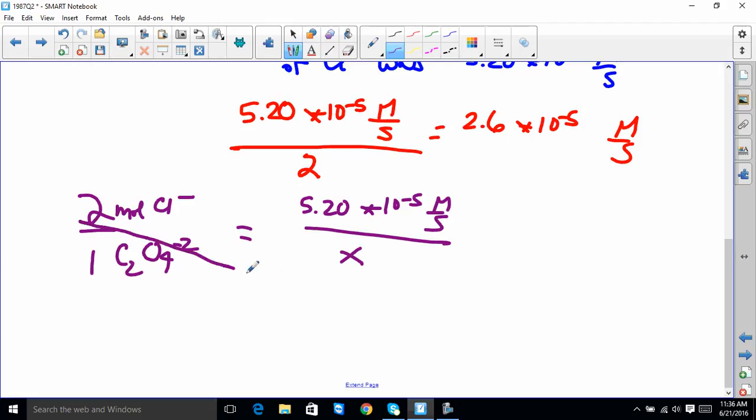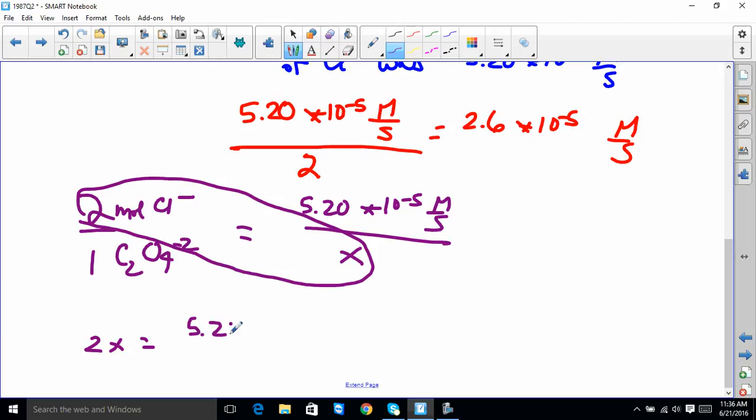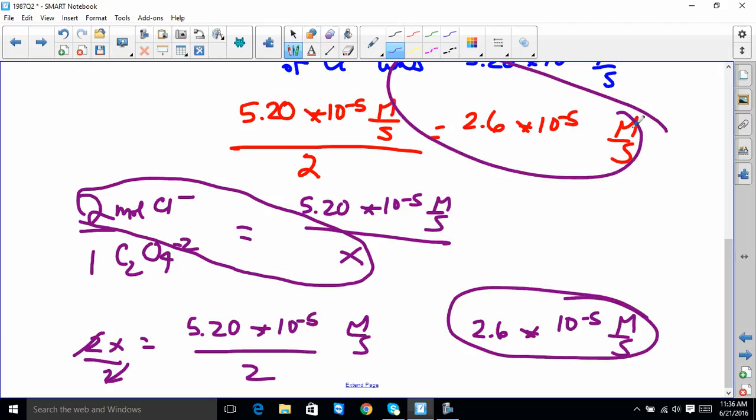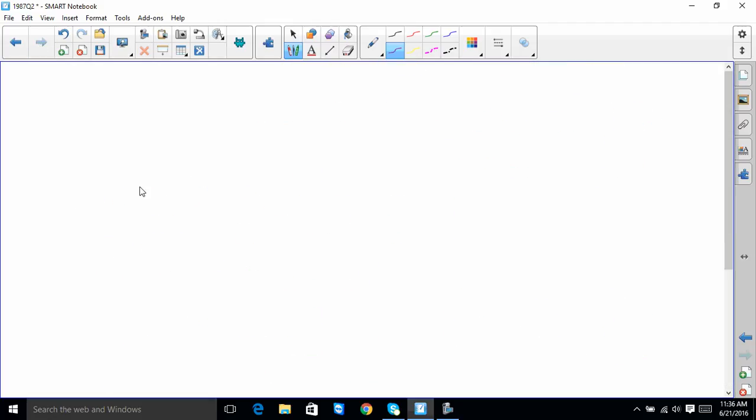And so if you do this, you would get 2x equals 5.20 times 10 to the negative fifth molarity per second. But then you're solving for x, so you end up dividing by 2. However you do it, the answer is 2.6 times 10 to the negative fifth molarity per second. However you do that, there's a lot of number sense in AP Chem. And then finally, question, oh, I don't know, I think I got an extra slide here.